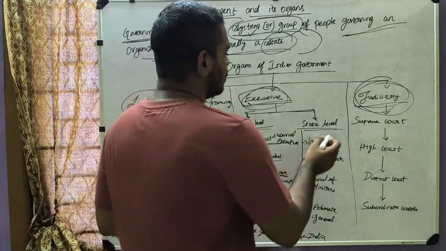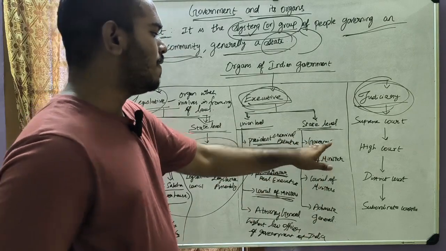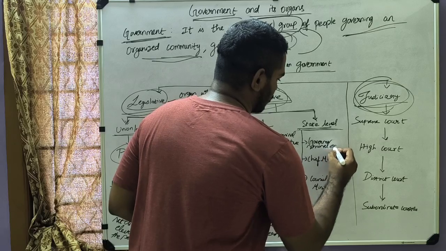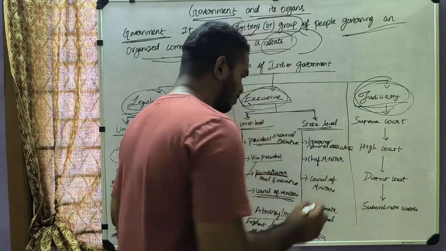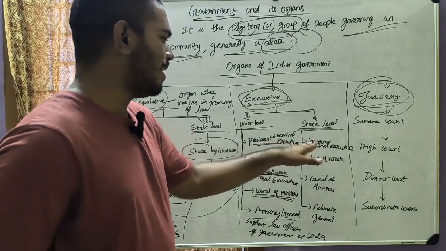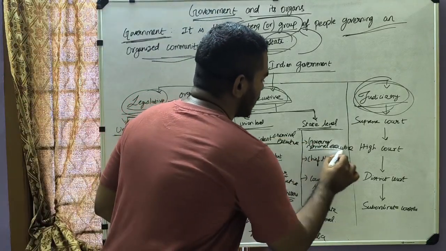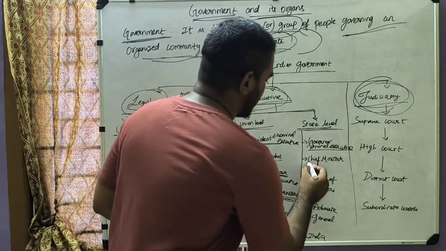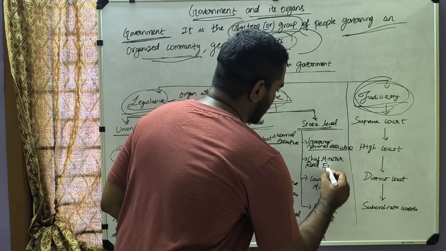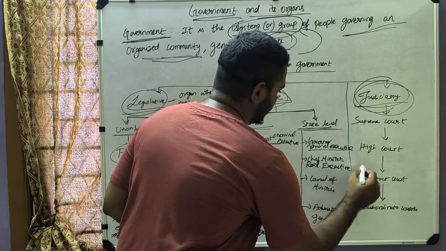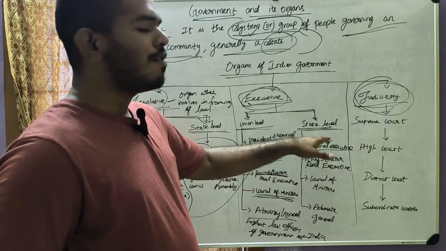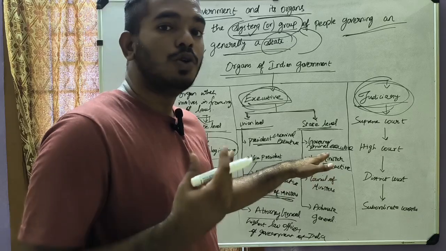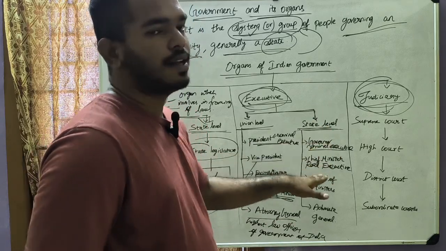Next, at the state level, the governor is a nominal executive. He is the same as the president. Like the president, he is also a nominal executive at the state level. But the real powers are vested with the chief minister, who is the real executive of the state government, and he is also the head of the government. The governor is the head of the state. Okay. Then at the state level, there is no vice governor. Only the governor is there, and then the chief minister.